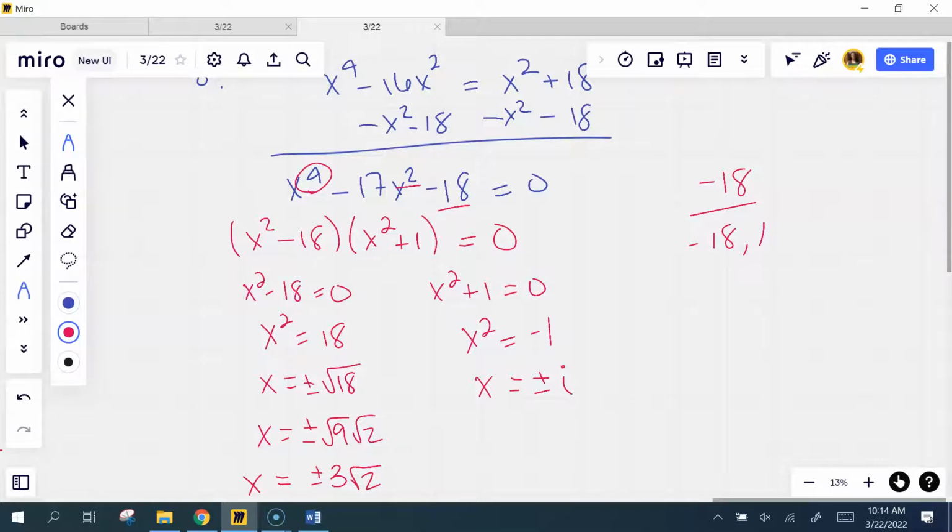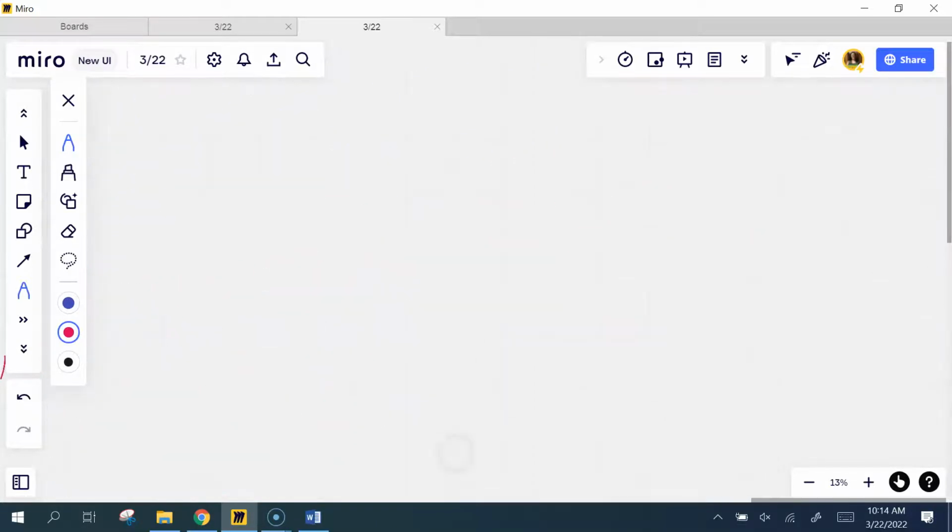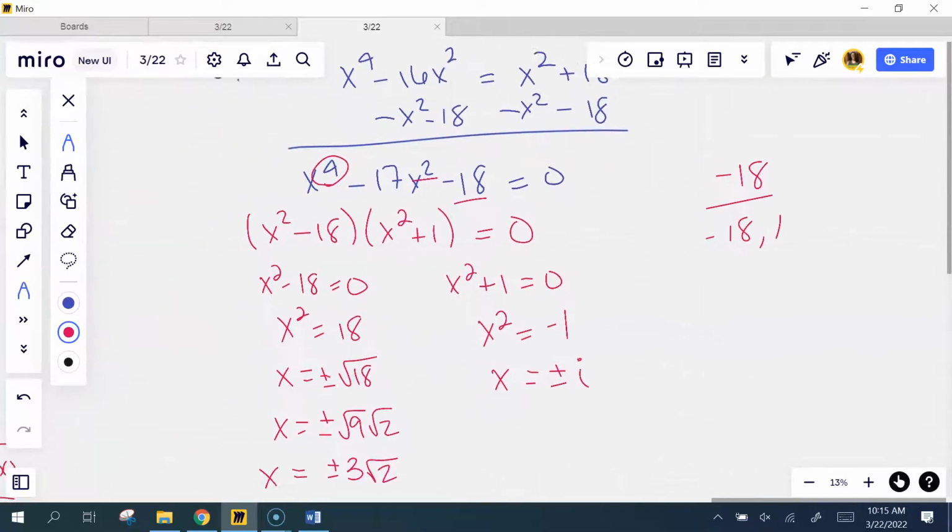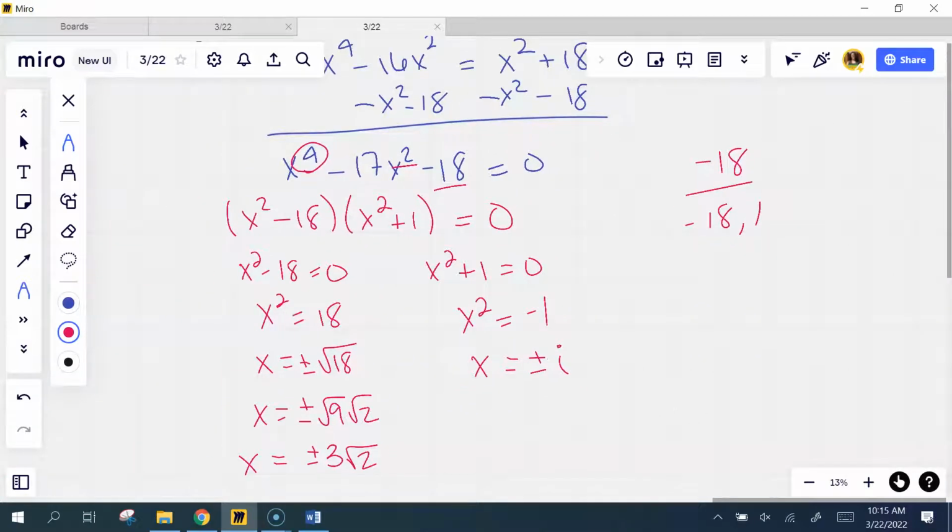I need you to split your desk. You may have your orange sheet and a calculator if you want. I'm sorry, plus or minus i.